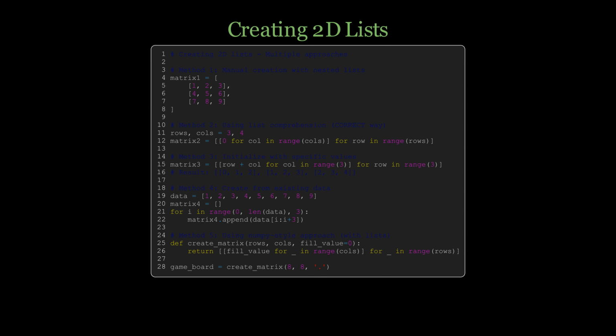Let's explore the various ways to create two-dimensional lists in Python. You can create 2D lists manually. Use list comprehensions for dynamic sizing. Initialize with calculated values. Reshape existing data. Or use helper functions. List comprehensions are preferred for creating empty matrices as they create separate list objects for each row.